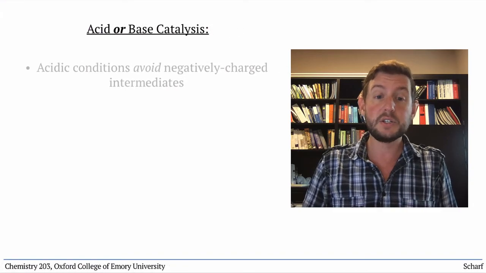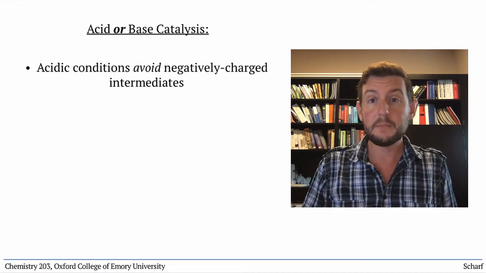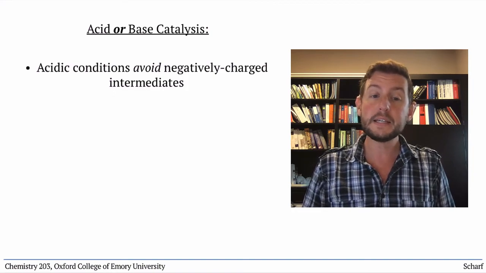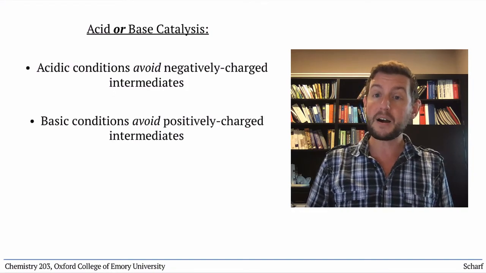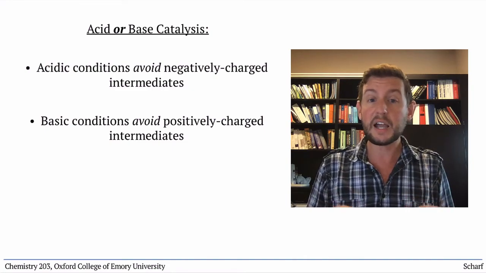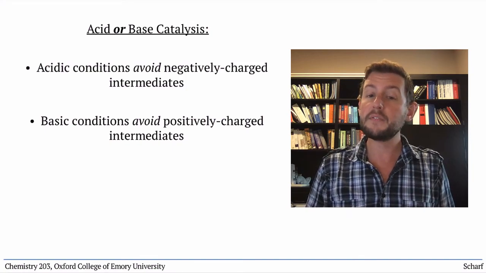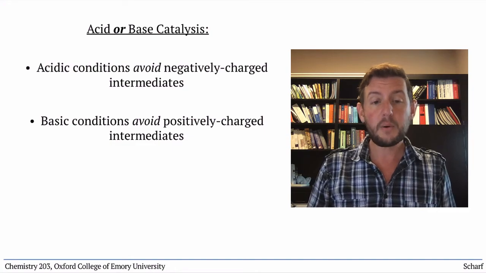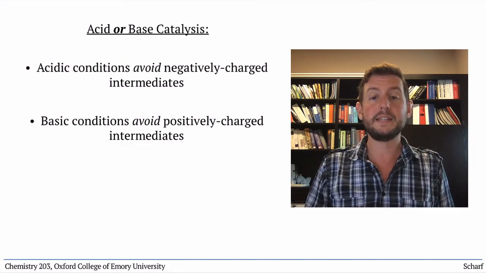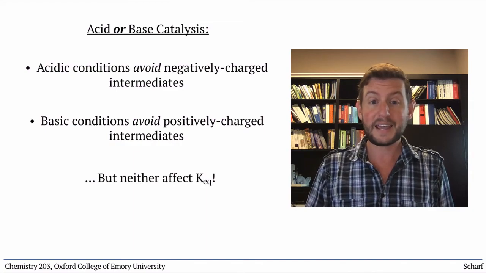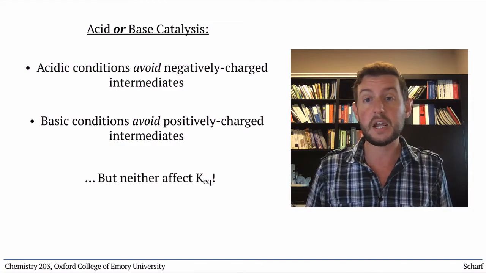Under acidic conditions, we avoid making negatively charged intermediates, and under basic conditions, we avoid making positively charged intermediates. Both forms of catalysis avoid making the zwitterionic intermediates, and so have overall somewhat lower activation energy barriers. However, it's important to remember that catalysis doesn't affect equilibrium concentrations. Adding a catalyst doesn't change K_eq.